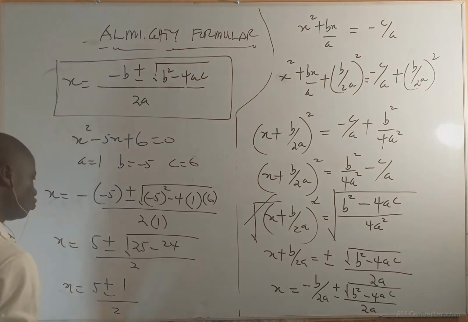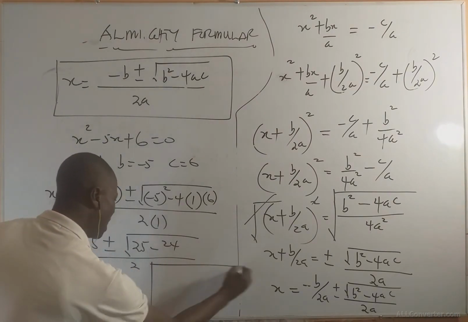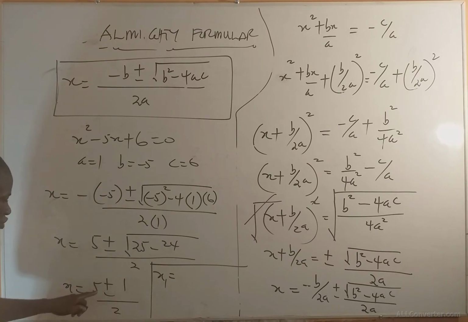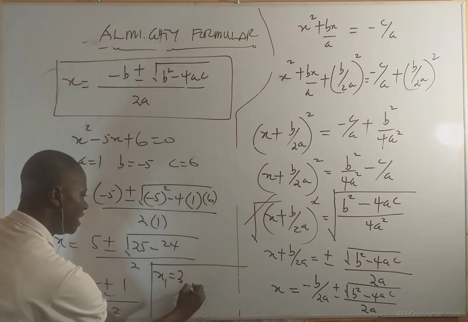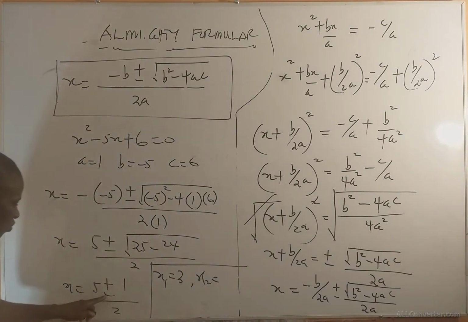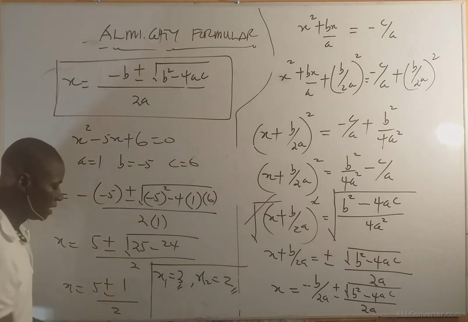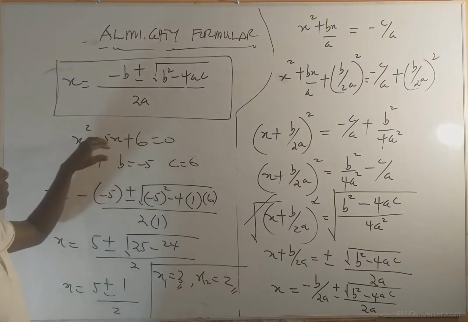So we have two answers now. The first value of x is when we are using the plus. So it is 5 plus 1, which is 6, divided by 2, and that will give us 3. And the second value of x is when we use the minus. So 5 minus 1, which is 4, 4 divided by 2 also gives us 2. So these are the values of x for which the quadratic equation is equal to 0.